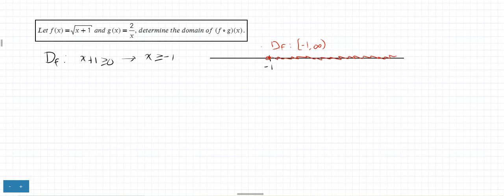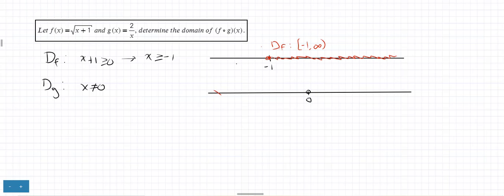Now let's look at the domain of g. For g, things are actually also a little bit simpler because we know that g is defined as 2 over x. Whenever we have a quotient, we know that the denominator cannot be equal to 0. So we're going to make sure that x is not equal to 0. And if we were to draw this out, let's look at the number line. When plotting 0, I'm going to put an open circle there, meaning I'm not going to consider 0, but I'm going to consider everything else.